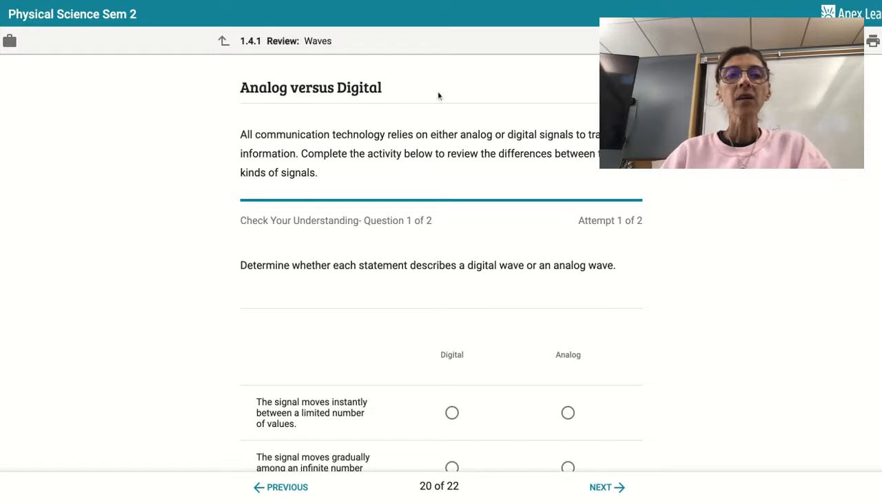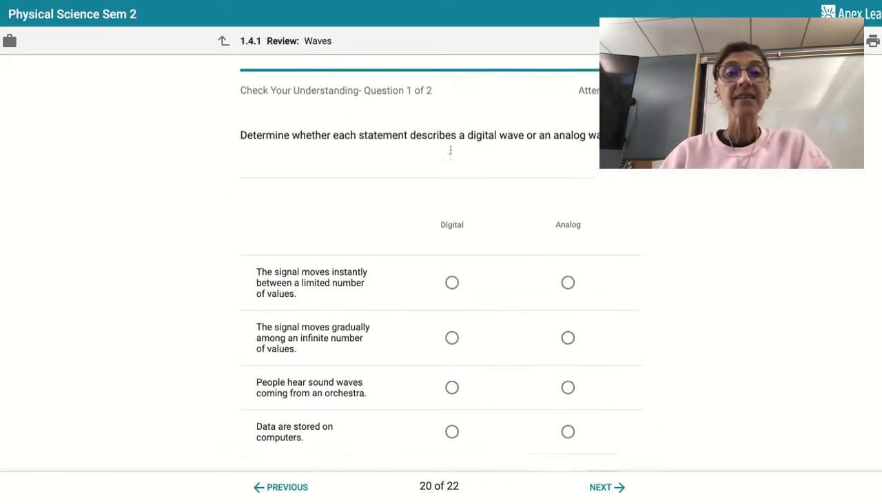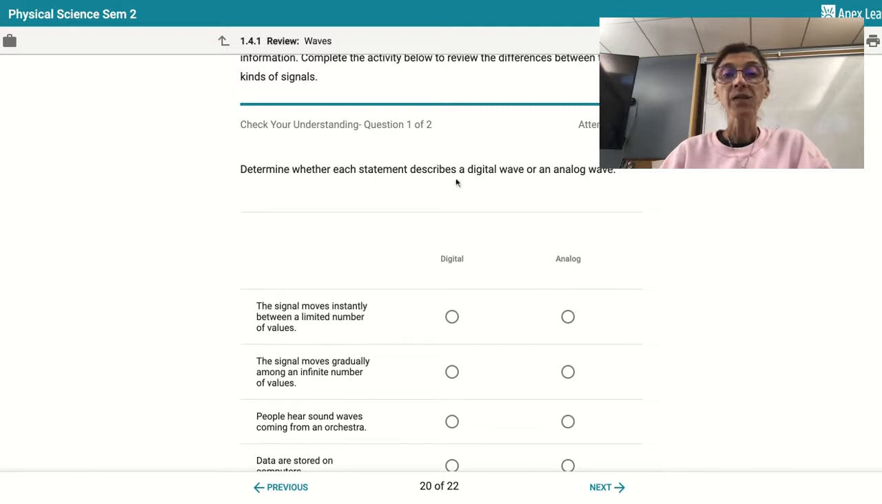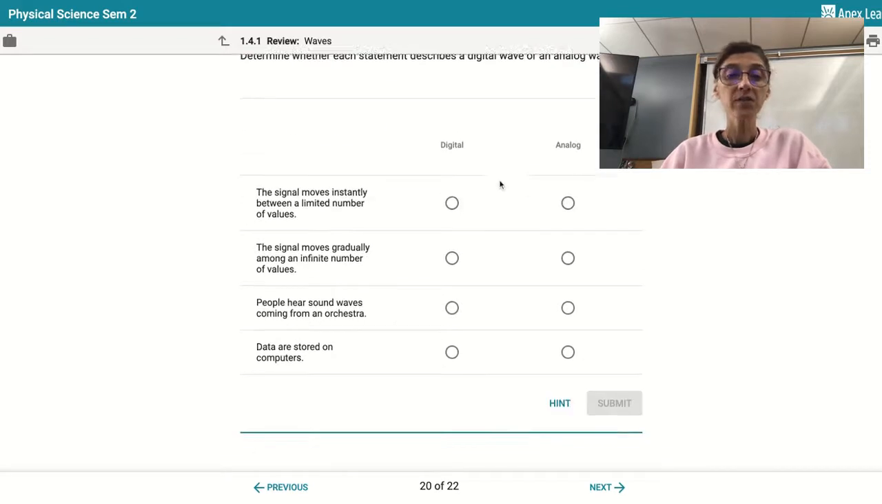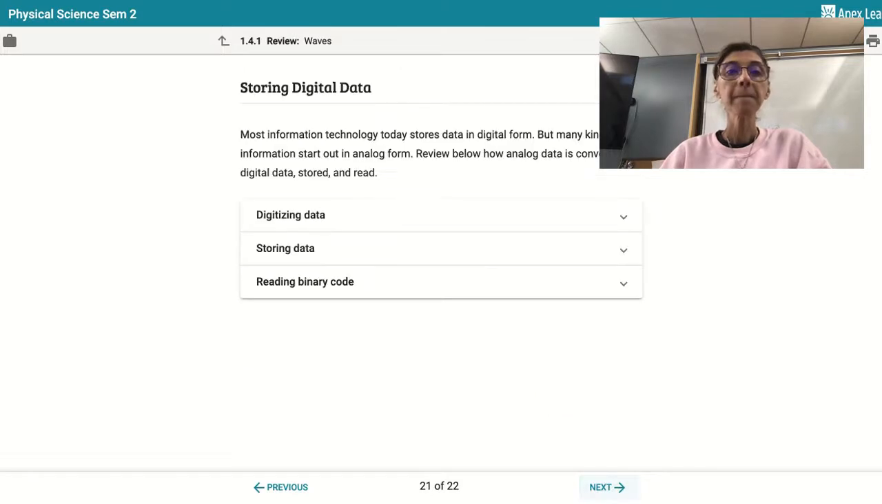All right, analog versus digital. All communication technology relies on either analog or digital signals to transmit information. And this is an activity that helps you determine which is digital versus analog. So you can practice that to determine the difference.